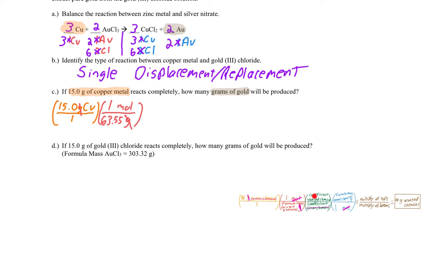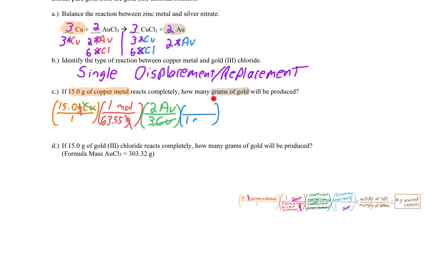Now I get to the next step, the change the chemical step. I need to get rid of copper. So copper is going to go down here on the bottom. It has a 3 in my balanced equation, so it gets a 3 here. I want to go to gold, so the 2 golds go on top because there's a 2 before the gold. I've now canceled out the coppers. I have moles of gold.